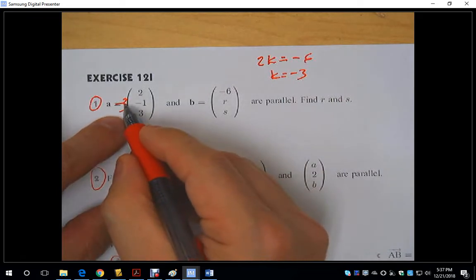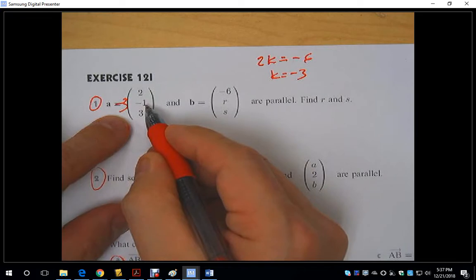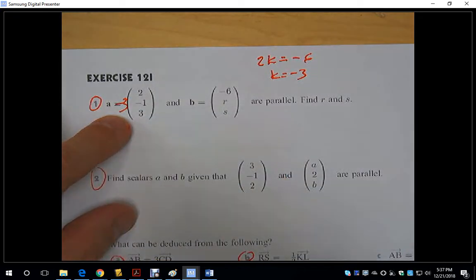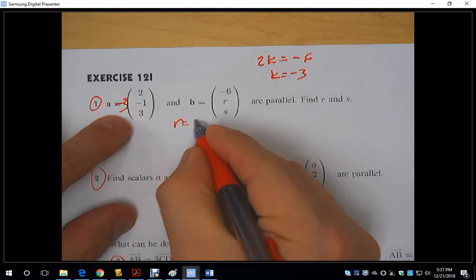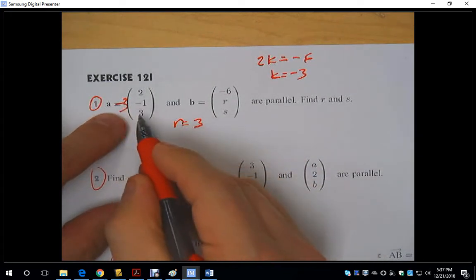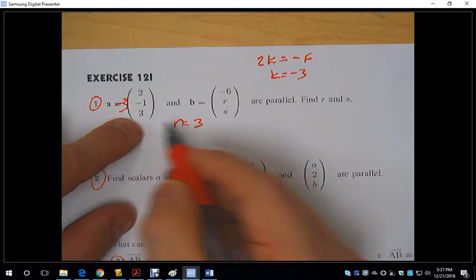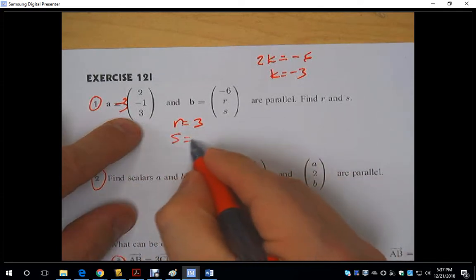So -3 times 2 gives me -6. -3 times -1 is going to give me 3. So R equals 3. And then -3 times 3 is going to give me -9. So S has to be -9.